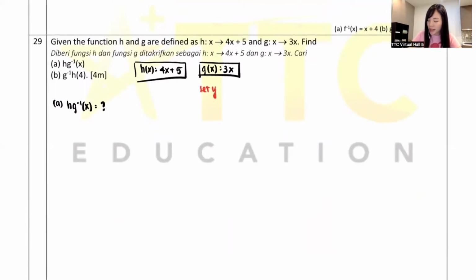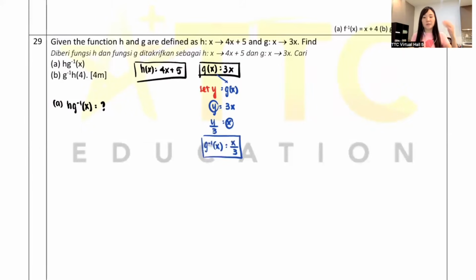All you need to do is just let y again. Let y equals gx. So gx is equivalent to what? 3x. I repeat, start from single y and single x. So times 3, move it over, divide by 3. I start from g, then the moment I get the answer, it will be the g inverse. So I'm getting the g inverse x equation already. x over 3. Got it? So now, I think I can do it.